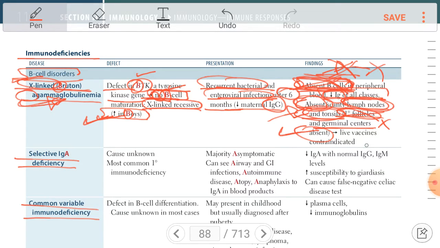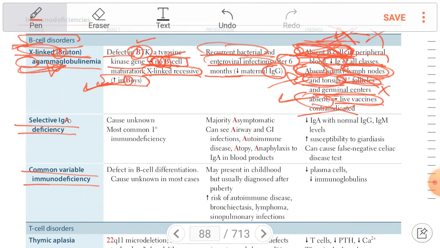Of course live vaccines are contraindicated, so you should give what? Inactivated, killed vaccines. So don't give live vaccines. And the second one is called what? Selective for what? For immunoglobulin A.